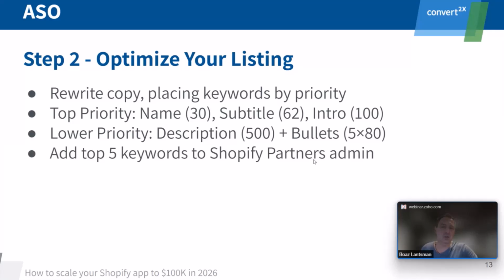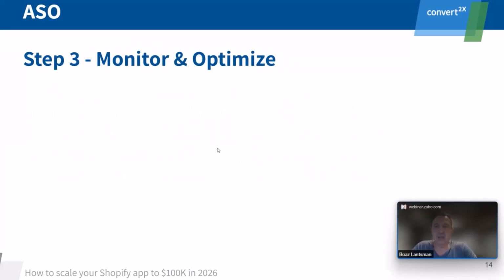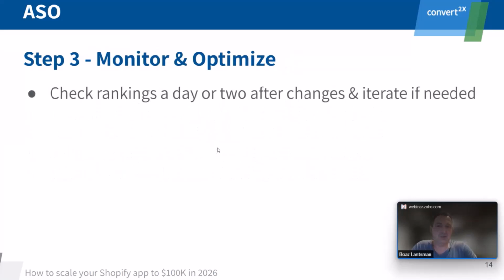And also you take your top 5 priority keywords, you add them in the Shopify Partners admin. There's a place to add the top keywords. And you also optimize in the same way the SEO title and description for Google search, which will bring you some traffic from Google search. So while you're doing it, do that as well, in the same format. You take your top priority keywords and you put them in the top priority of your SEO title and description.